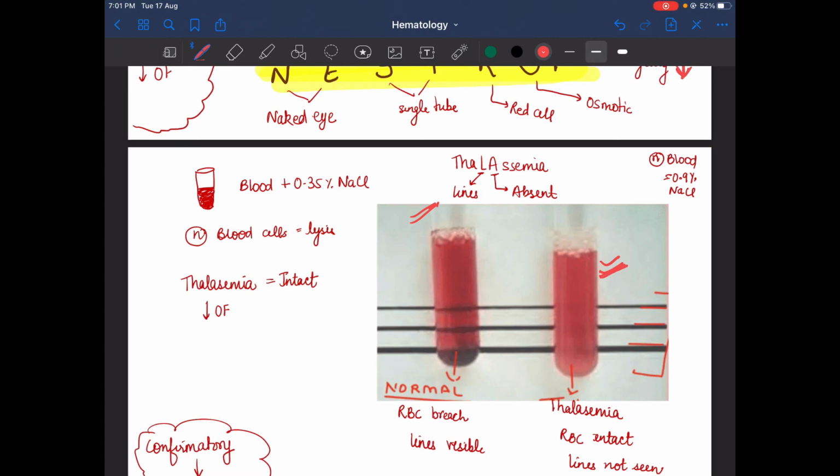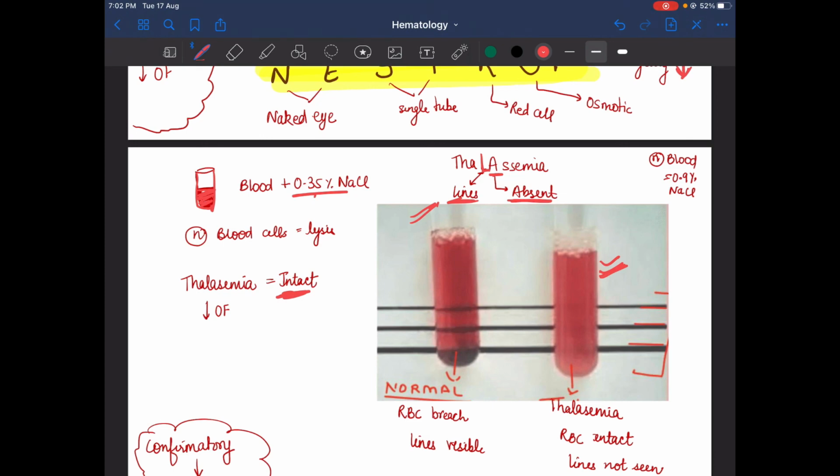This is a patient of thalassemia. L stands for lines and A means absent, meaning lines were absent. We did not see the line in the NESTROFT test. How can we check this? Normally we take a tube with the patient's blood and add 0.35% NaCl. Normally blood cells get lysed at this, but in thalassemia the red blood cells stay intact with each other, and they do not show any visible line. Please remember it: in thalassemia, we did not see any lines, so lines were absent.